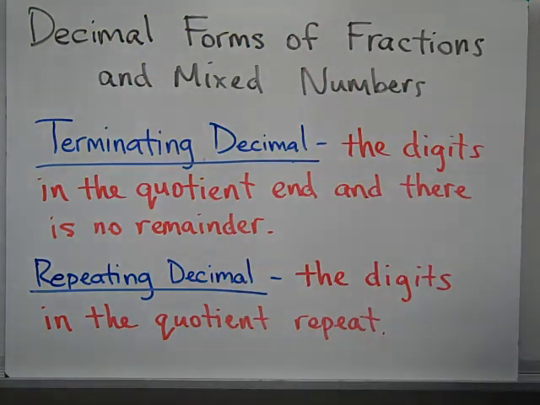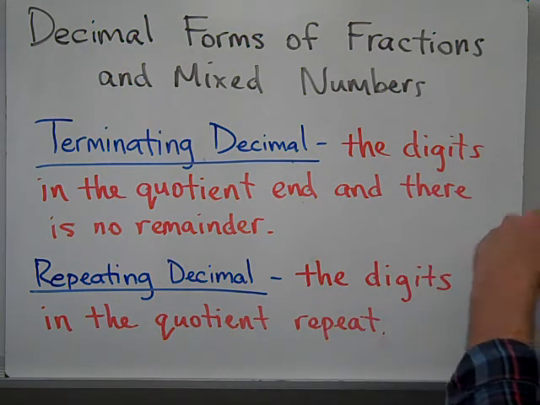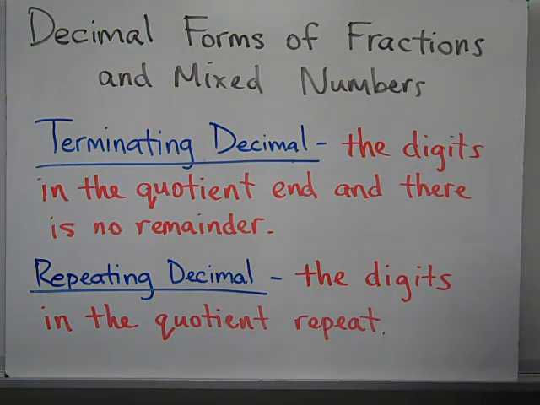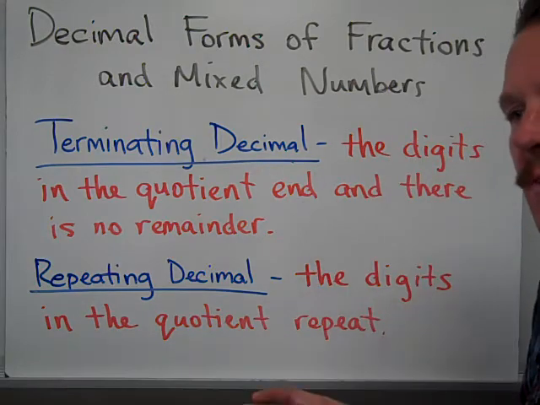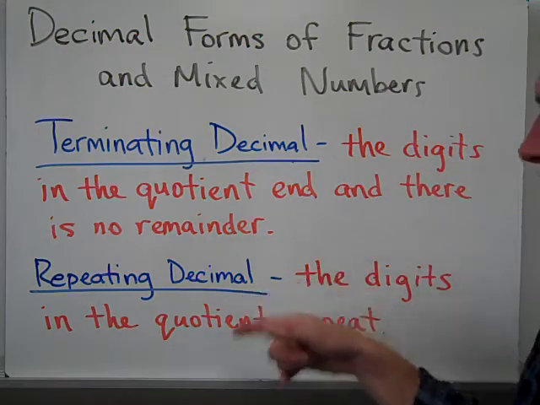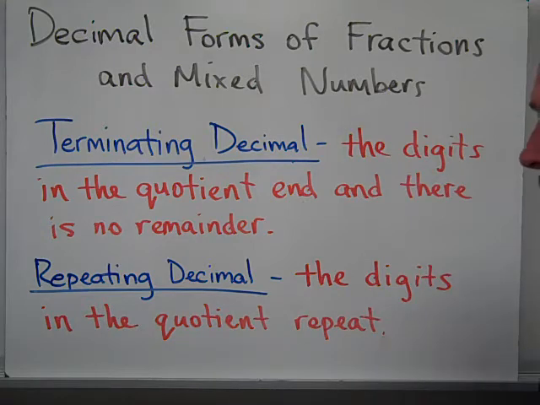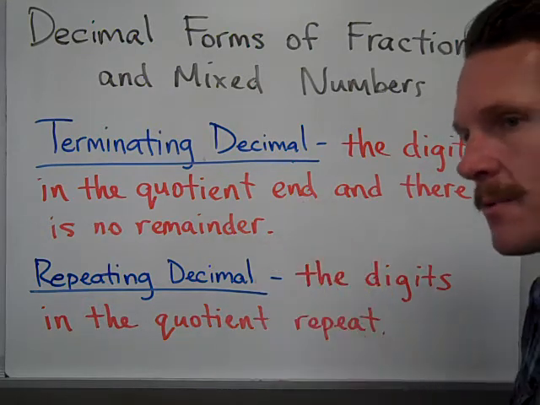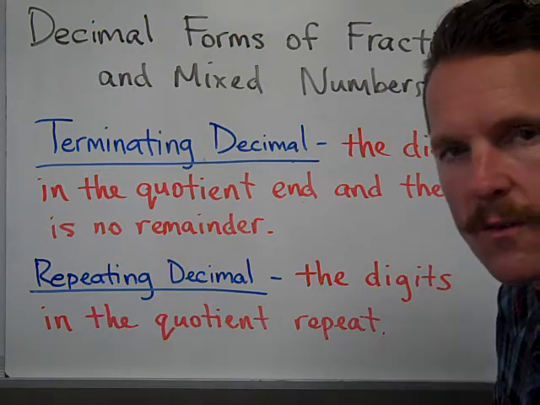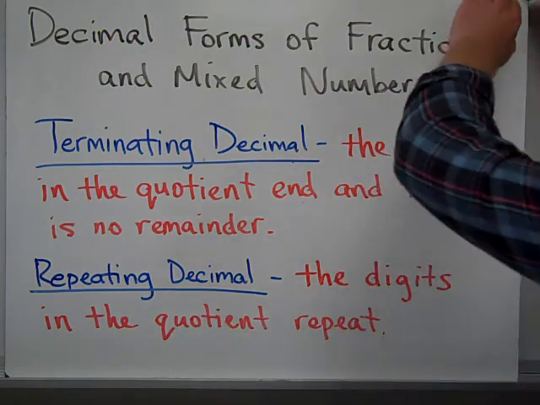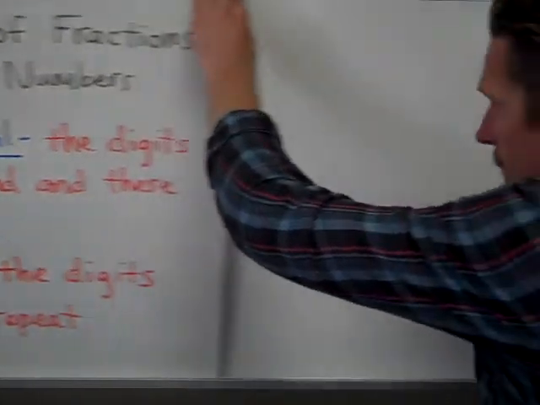Terminating decimal. That means that the digit or digits in the quotient end and there is no remainder. So it just ends evenly, no remainder. Repeating decimal means that the digits in the quotient repeat. So every time you do the division, it's like 3, and then 3, and then 3, over and over again. That would be repeating. So let's do some problems.